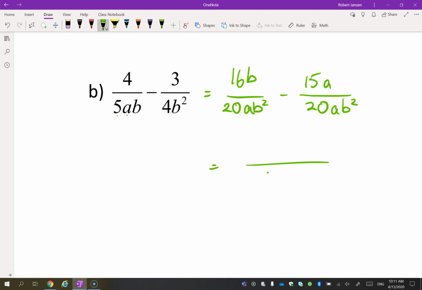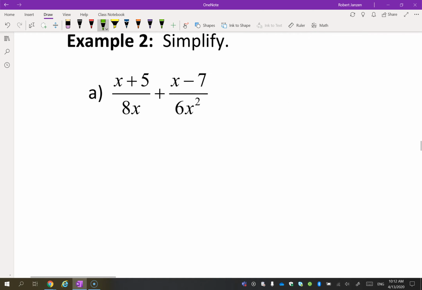So now I can subtract. I have a denominator that's 20ab squared, and in the numerator I get 16b minus 15a. Again, I'm checking for common factors that I could divide out here, and I don't see any. There's nothing that goes into 16, 15, and 20. There's no a's in common. There's no b's in common. Okay? A cannot be 0. B cannot be 0. Alright, so that's the general idea.